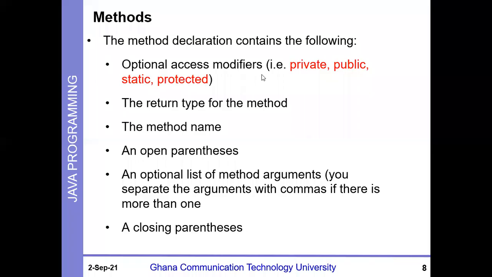So we have in the declaration what we call the access modifiers that I've mentioned already. Then there's a return type. So a return type is simply like some methods return something, others don't.